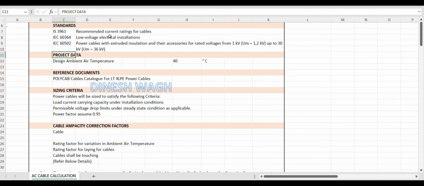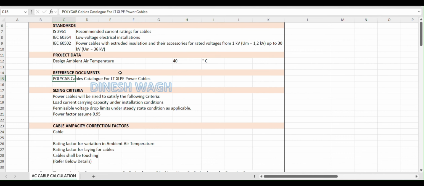Point 2, project details. Here are the basic project inputs, which is ambient temperature 40 degrees Celsius and cable type. We are using LT XLPE power cable, which is referred from Polycab.